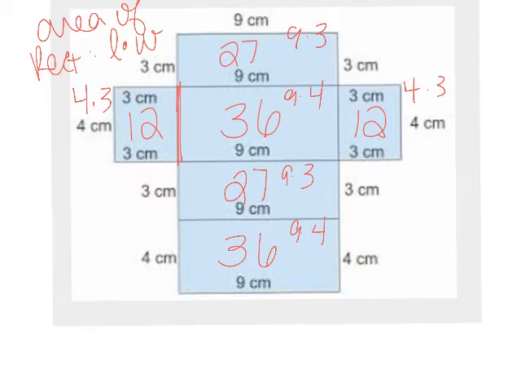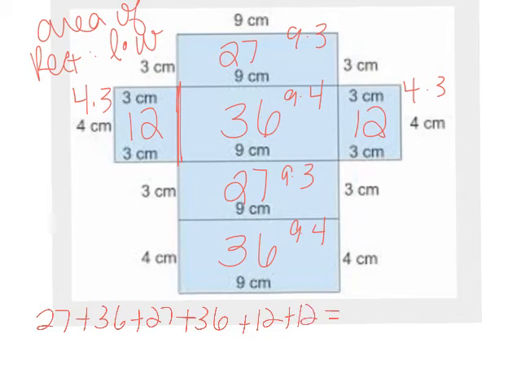Now we add all of the areas together. So we had 27 plus 36 plus 27 plus 36 plus 12 plus 12, and we get 150 centimeters squared. Surface area always has units squared. We talked about that today.